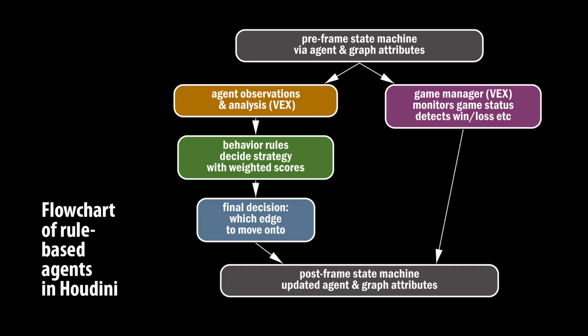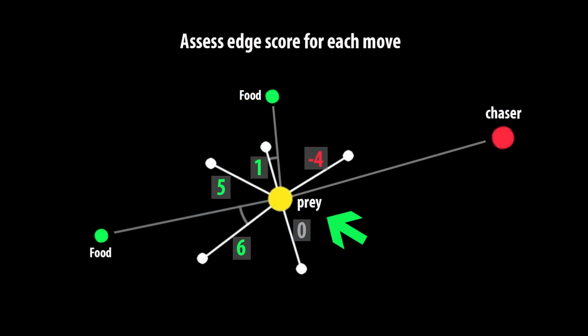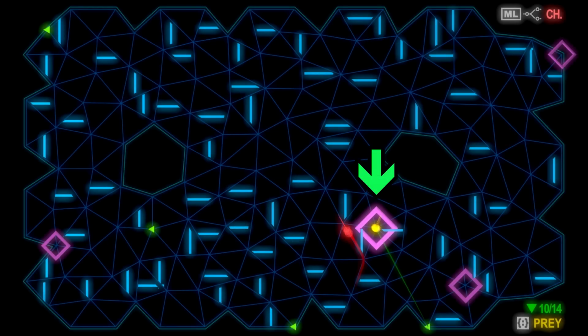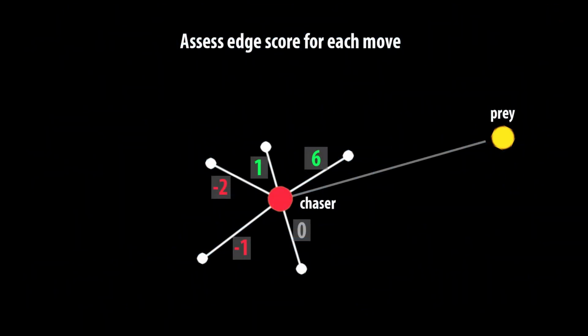For rule-based agents, their behavior is guided by a set of programmed rules designed to help the agent win. When the agent reaches a graph node, its VEX code decides which edge on the graph to move on to next. The code evaluates distance to food, danger from the chaser, escape routes, etc. If it's in a den, the prey evaluates when to flee and in which direction. The rule-based chaser evaluates visibility and interception paths. All these factors contribute their score to the final decision.